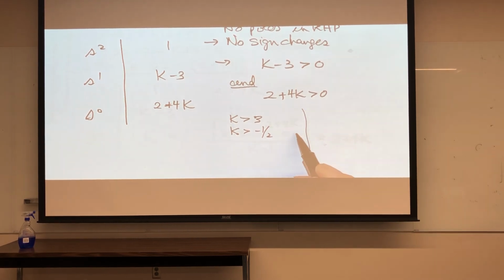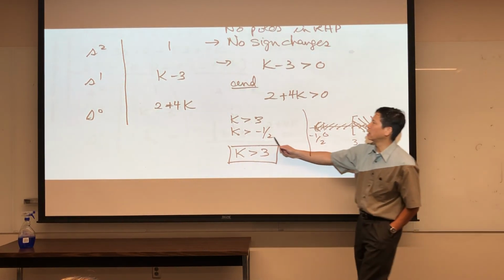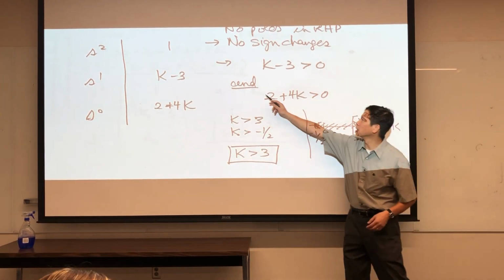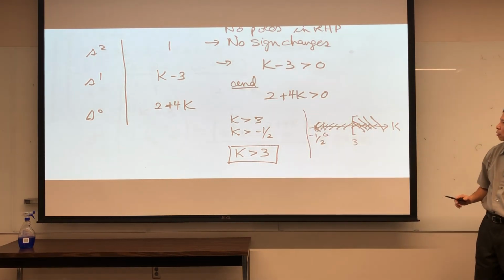So what does that mean? If this is K, this is 0, this is -1/2. One of the conditions says K needs to be greater than -1/2, and the other one says it has to be bigger than 3. So the answer is K had better be bigger than 3. K being greater than -1/2 is not enough, because it won't satisfy this. All conditions have to be satisfied. It's an AND condition. So the only condition that satisfies all, assuming I haven't made any algebra errors here, is K greater than 3.